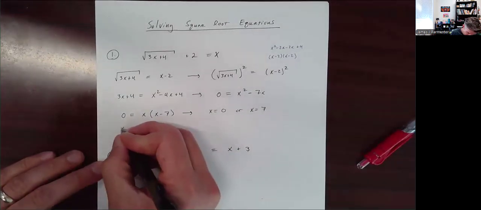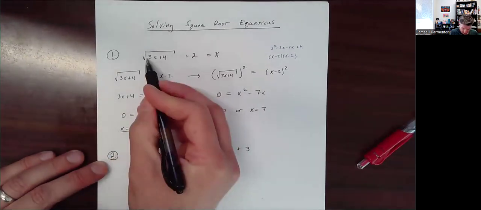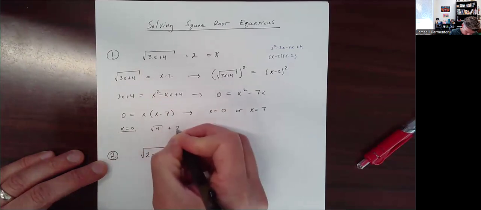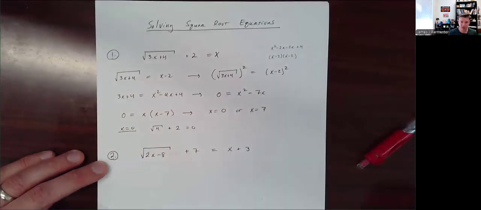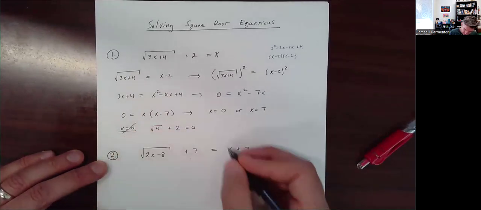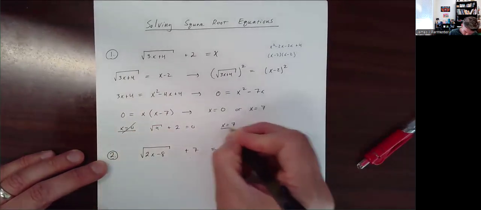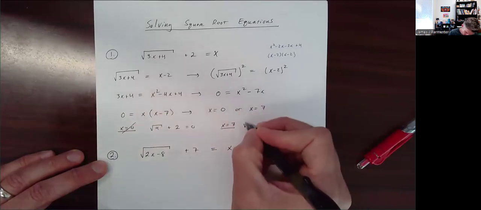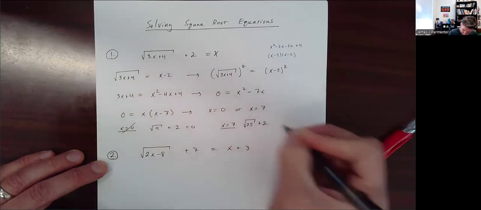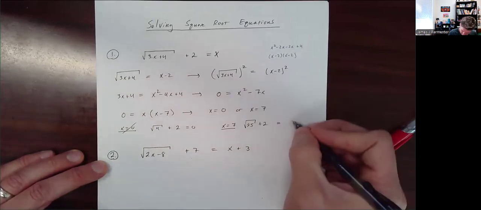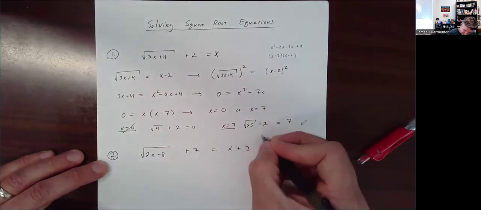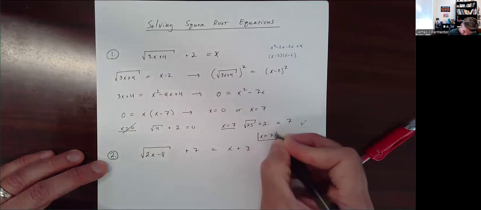If we plug in x equal to 0, let's see what happens. Here we're going to get the square root of 0 plus 4, so we're going to get the square root of 4 plus 2 equal to 0. Doesn't work. 2 plus 2 doesn't equal 0. So x equals 0 is not a solution. If we plug in x equal to 7, we're going to get the square root of 21 plus 4 is 25 plus 2, and that equals x, which is 7, and that works out because 5 plus 2 is 7. So that checks out. So the only solution here is x equal to 7.